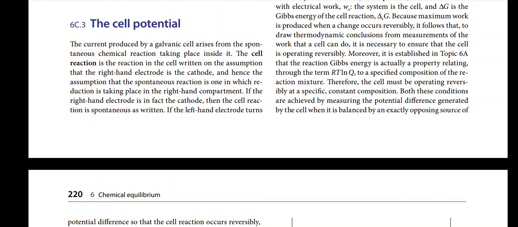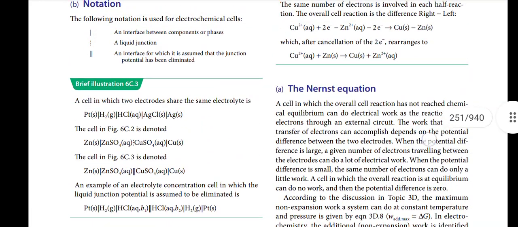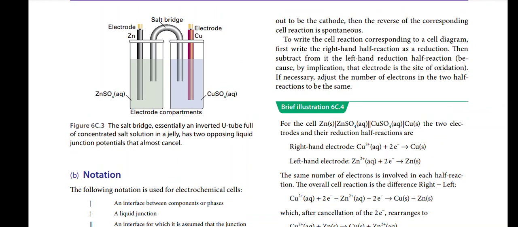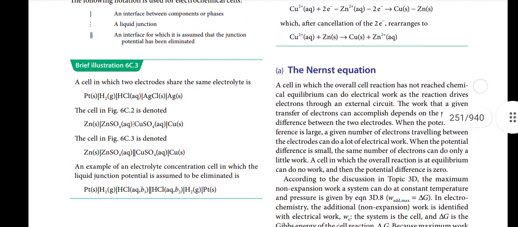If the left hand electrode turns out to be the cathode, then the reverse of the corresponding cell reaction is spontaneous. To write the cell reaction corresponding to a cell diagram, first write the right hand half reaction as a reduction. Then subtract from it the left hand reduction half reaction, because by implication that electrode is the site of oxidation. If necessary, adjust the number of electrons in the two half reactions to be the same.